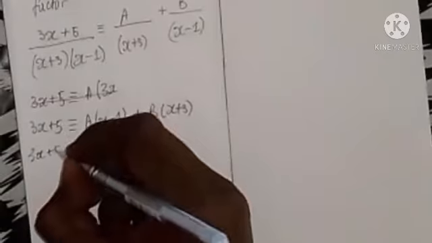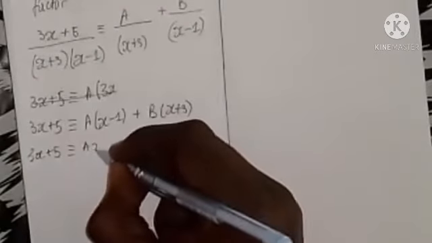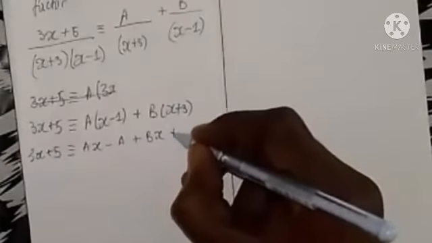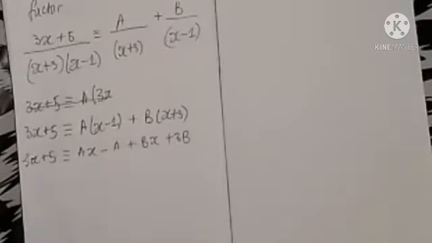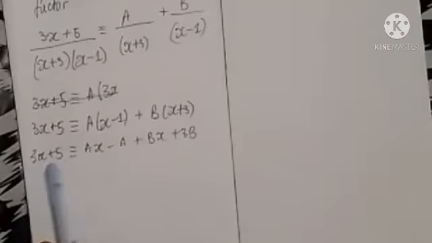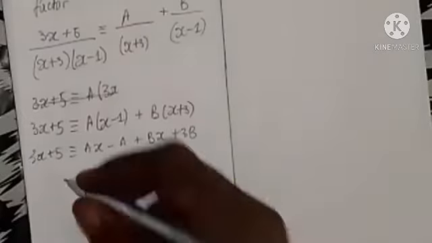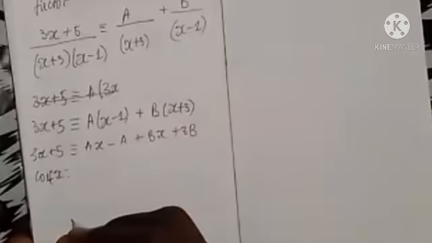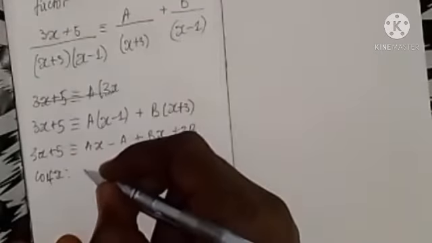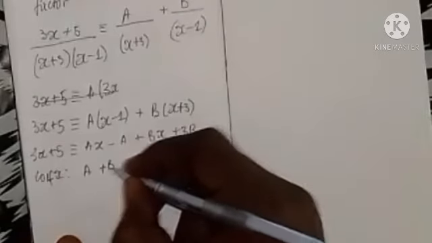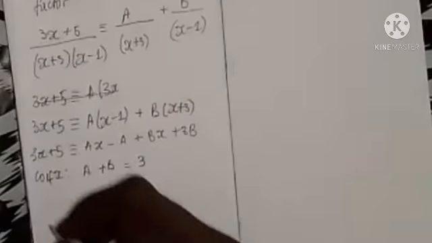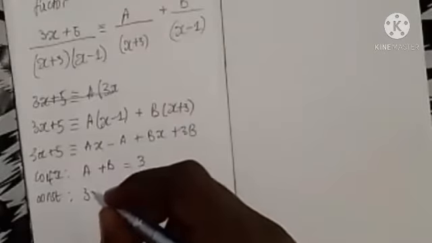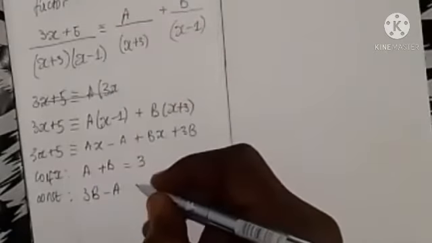Ax minus a plus bx plus 3b. Now notice we have a coefficient of x and we have a constant, so we're going to take like terms. For the coefficient of x, we have a plus b equals 3, and for the constant we have 3b minus a equals 5. So we solve these two simultaneous equations to get the values of a and b.